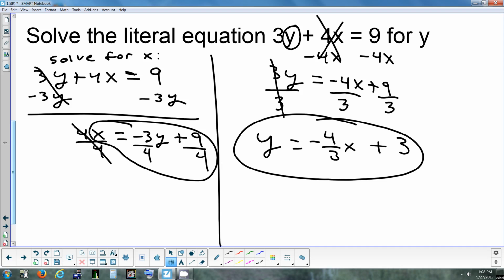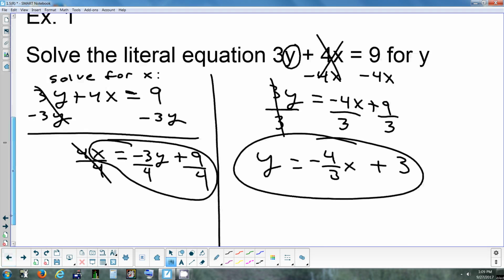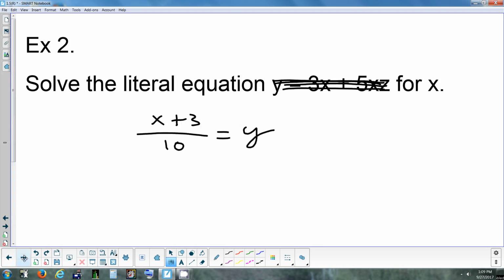Now we'll do example 2. Okay, so put this in your notes under example 2. The next one is important because there's something very similar to this on the test. So a good one to write down. It says solve for x, and it says x plus 3 divided by 10 equals y.